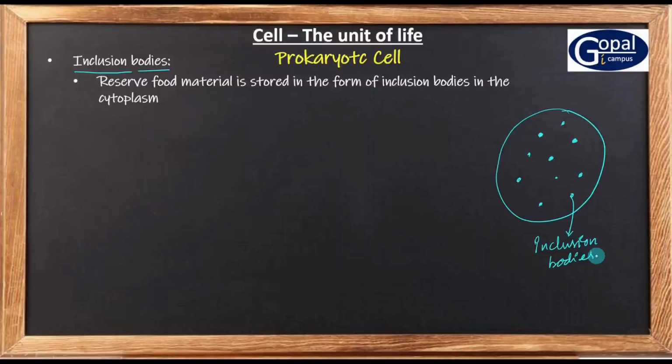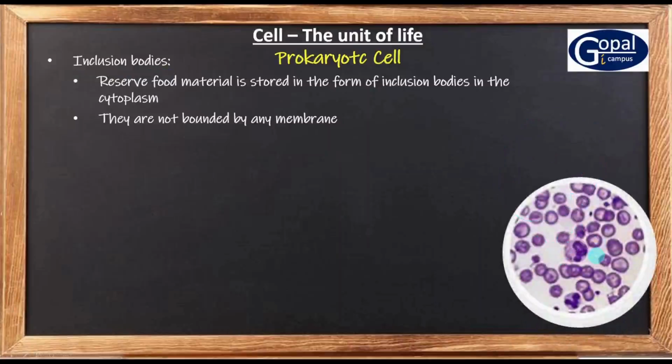So they are the reserve food material which is just suspended in the cytoplasm. They are not surrounded by any membrane. For example, see in this diagram, these are all inclusion bodies. This is one inclusion body. That means it is one granule of reserve food material. All these are the granules of reserve food material present in the cytoplasm, suspended freely in the cytoplasm.